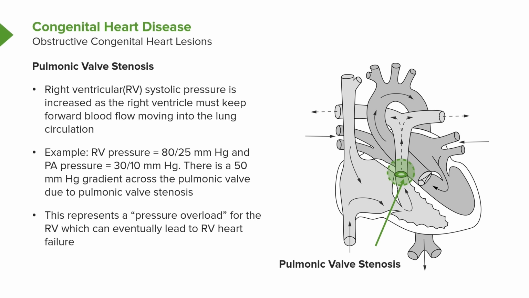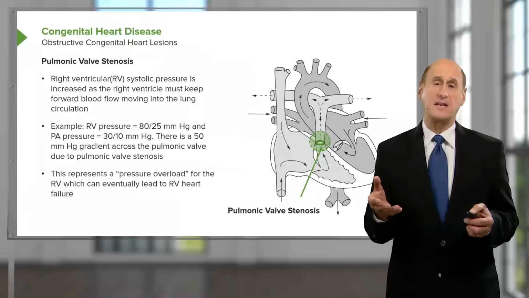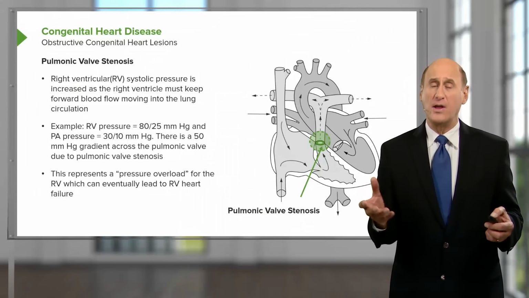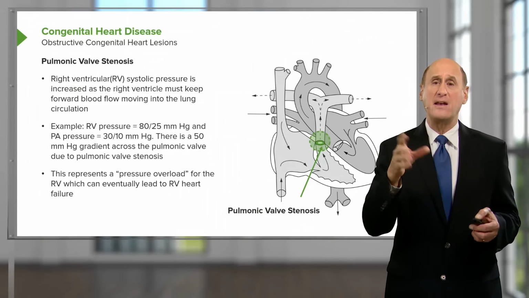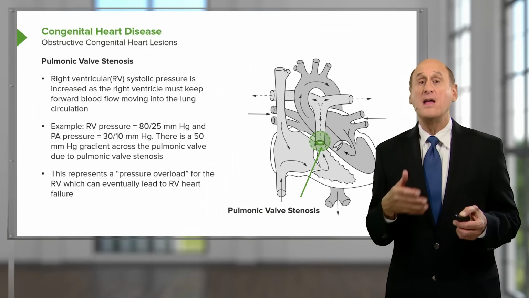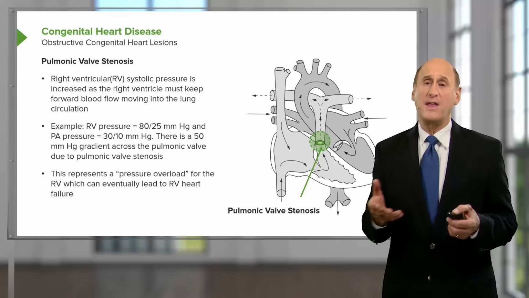Again, this lesion creates a very nice loud murmur, so it's very frequently picked up in childhood and taken care of. If it's mild, it's just followed. If it's severe, a balloon catheter is put in and expanded and opens the pulmonic valve. It makes a murmur like the one with aortic stenosis.